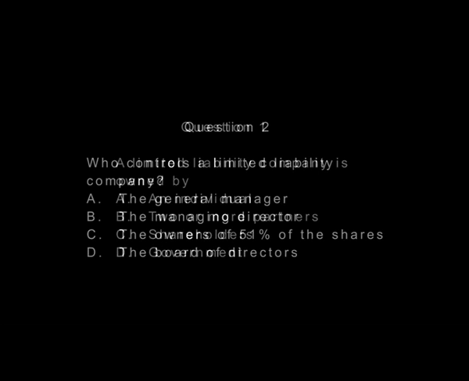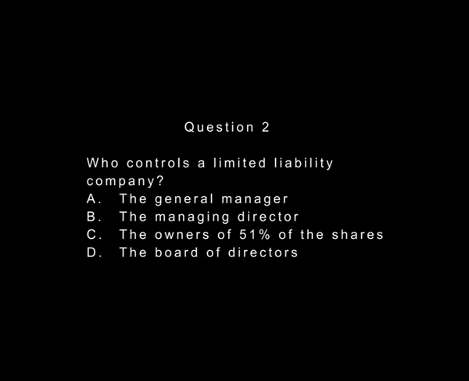Shareholders. Question 2. Who controls a limited liability company? A. The general manager, B. The managing director, C. The owners of 51% of the shares, D. The board of directors, E. The government. The right answer is D. The board of directors.